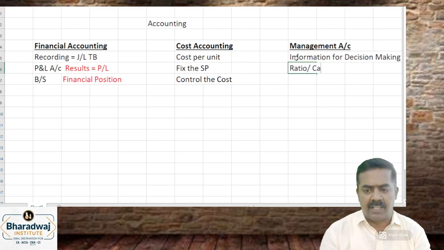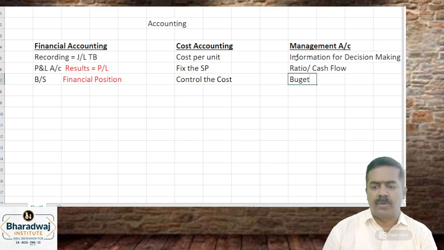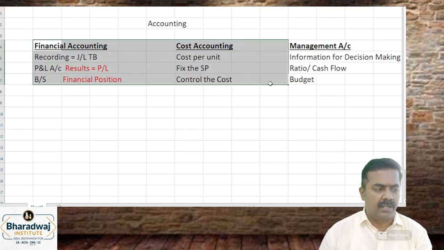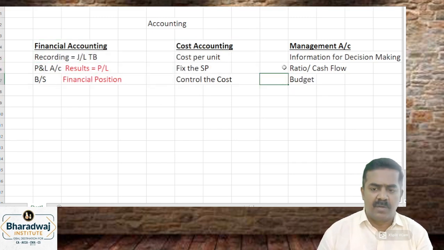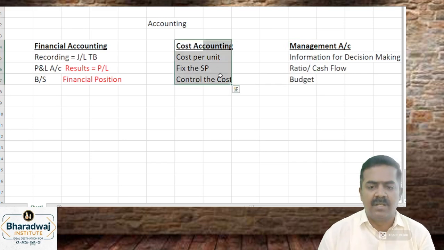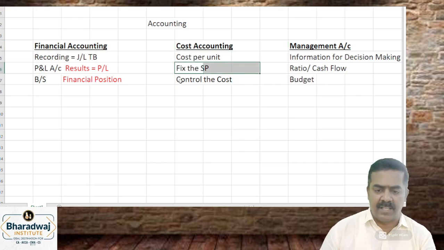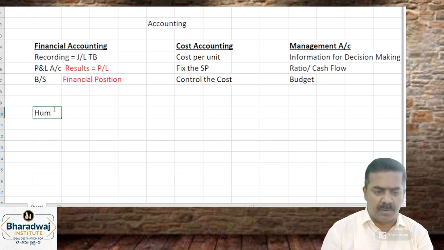They prepare cash flow statements. They prepare budgets. They provide information for decision making. We are called cost and management accountants, where we provide information for decision making. As a cost accountant, we help in fixing the cost per unit, fixing the selling price, and controlling the cost.